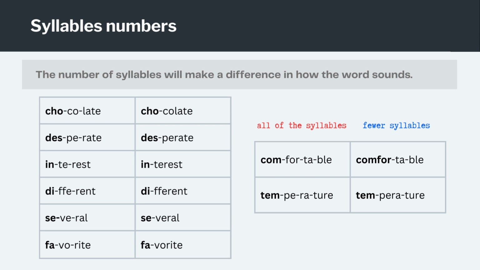Desperate, desperate. Interest, interest. Different, different. Several, several. Favorite, favorite. Comfortable, comfortable. Temperature, temperature. Native speakers will usually say it with fewer syllables, while non-native speakers want to say all of them. Practice reducing that extra syllable.